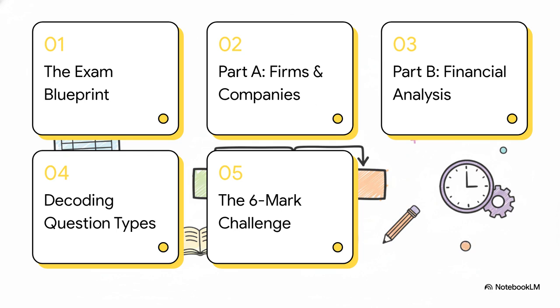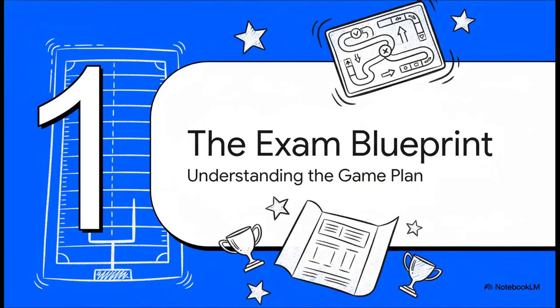So here's our roadmap. We'll start with the big picture, the exam blueprint. Then we'll dive into the two main sections, Part A and Part B. After that, we'll break down all the different question types you'll see. And finally, we're going to gear up for the big one, the 6-mark challenge. All right, let's get right into it.